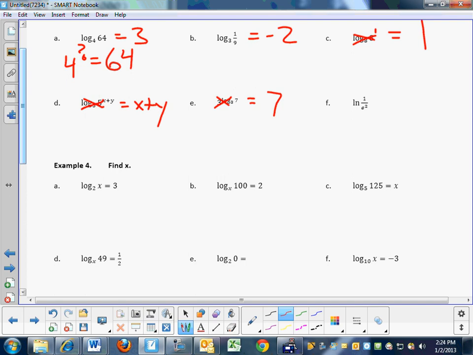Natural log of 1 over e squared. You don't know how to do it? Write it out. That's the log base e of 1 over e squared, or log base e of e to the -2. So e to what power is e to the -2? -2. Any questions?